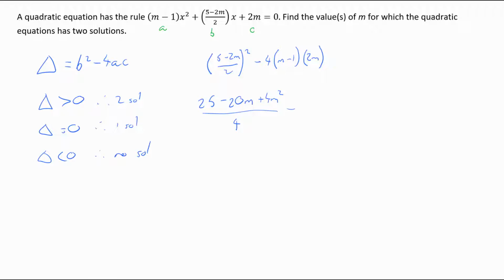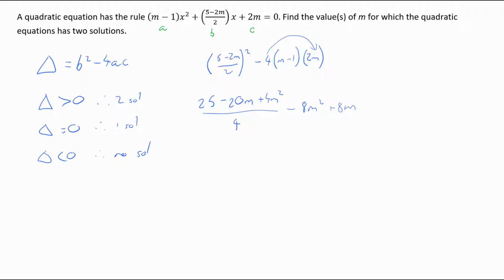And then the second portion, we would have negative 4. Let's do this bit first. We'll have negative 4 times 2m, which is negative 8m, right? And then that times m would be negative 8m squared. And negative 8m times negative 1 would be plus 8m. So that's our discriminant. Not very pretty at the moment, but if we shrink it down a little bit, we'll have something we want to work with.